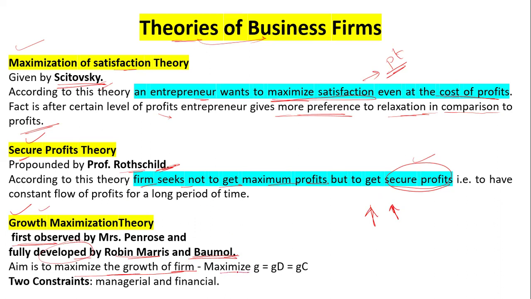For the maximization of growth, we need demand, and we need consumption to be equal. If we have demand and consumption, the firm will get its maximum growth, and once they get their maximum growth, the profit will also increase. There is no need to take care of your profit, to secure your profit, or to maximize your profit. You have to pay attention to your growth. Everything will go in a very smooth way. Two constraints are discussed in this theory, the managerial constraint and the financial constraint.